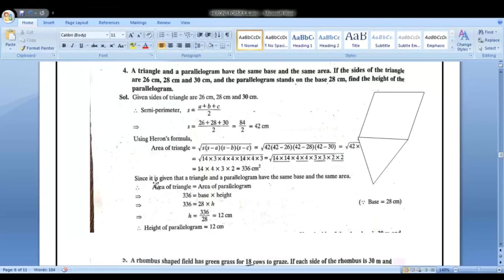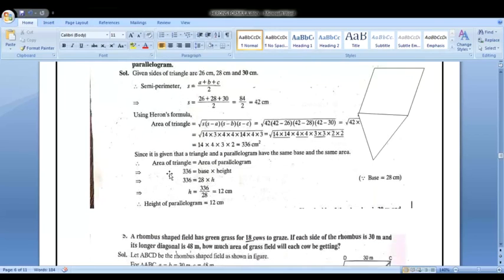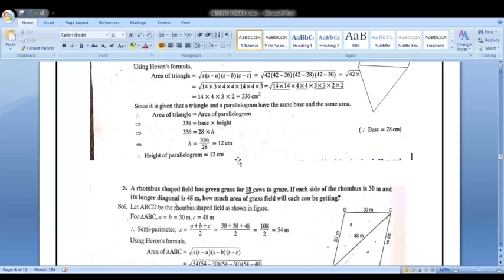Since it is given that the triangle and the parallelogram have the same base and the same area, the area of the triangle equals the area of the parallelogram. So you got the area of the triangle as 336 centimeter square. Write that it is equal to base into height. Base we already know, height we want to know. Transpose 28, which is in multiplication, so it will go into division. On simplification, you will get h equal to 12 centimeter. Therefore, the height of the parallelogram is 12 centimeter.